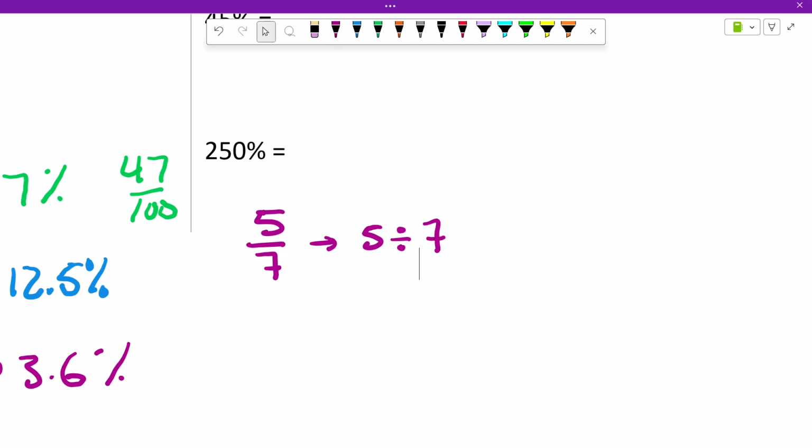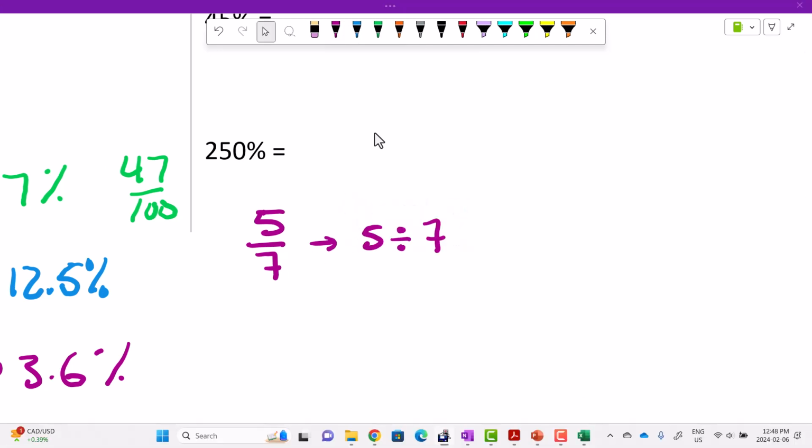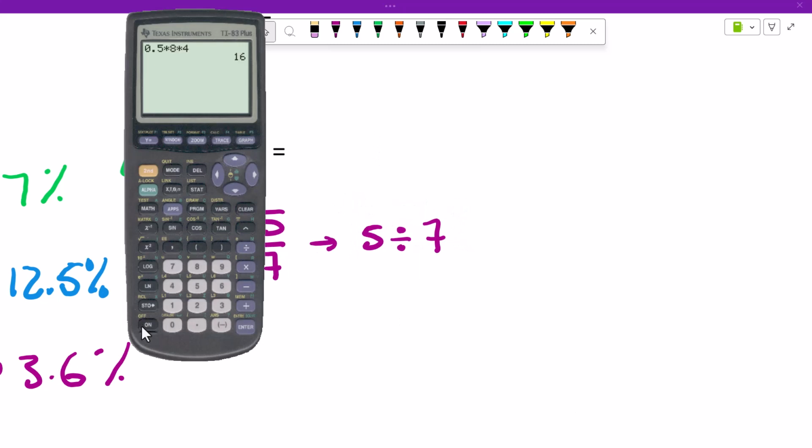I'll get mine started here. I clear this. I go 5. My dividing looks like a slash, but I hit the dividing button. And a 7. I hit enter. And I get the decimal.